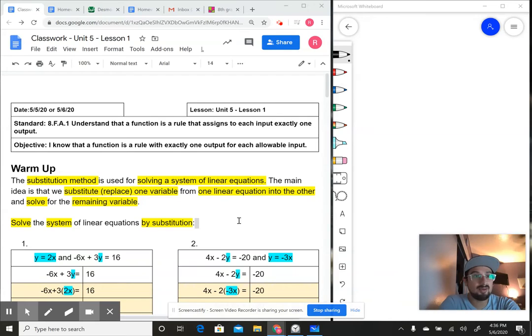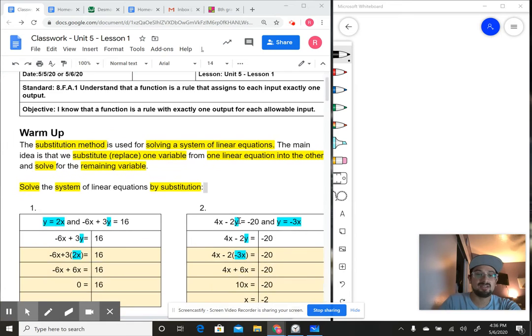Hey guys, we're going to go over the classwork for today, 5/6/20. Today's standard is understand that a function is a rule that assigns to each input exactly one output. It's from Unit 5, Lesson 1. The objective is I know that a function is a rule with only one output for each allowable input.